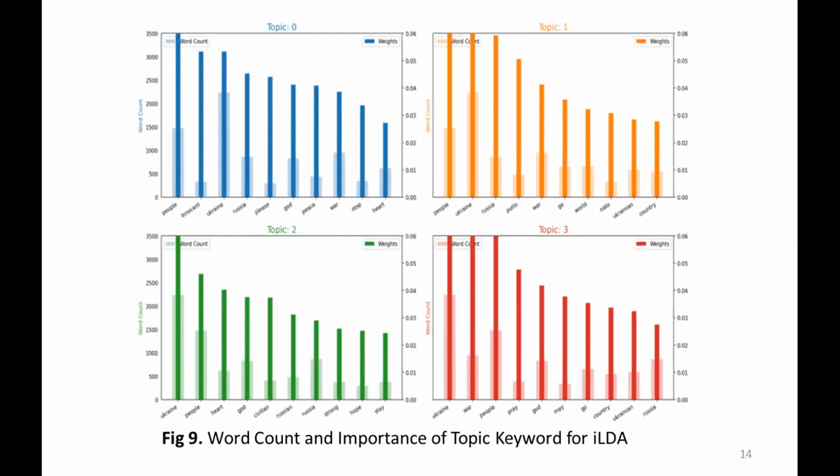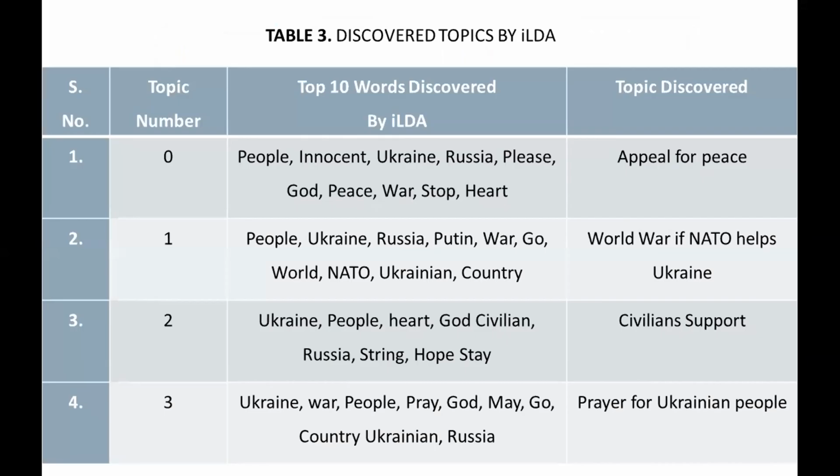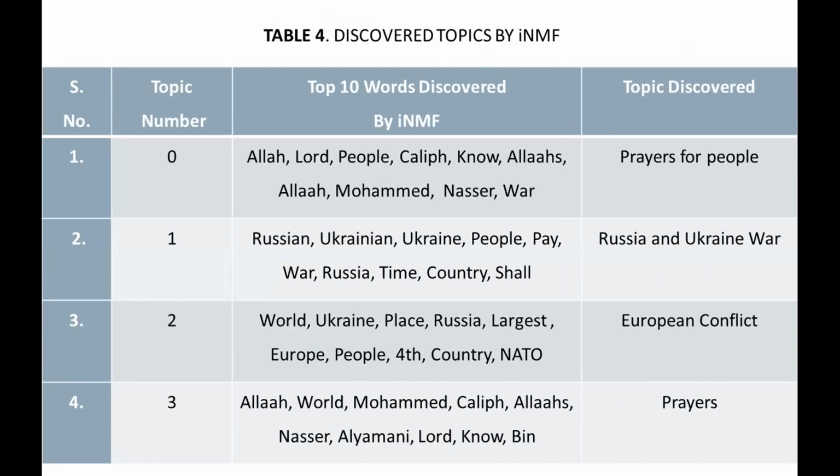But in ILDA and INMF, all the words within a topic are quite similar. Like in topic 0, all the words are related to God, so we can infer that this topic is somewhat related to prayers of God. This table shows the word distribution we got from our approach, and the topic discovered out of it. This is for ILDA, and this is for INMF.